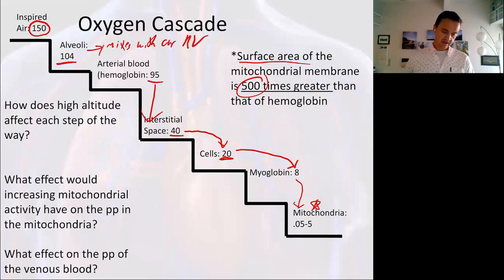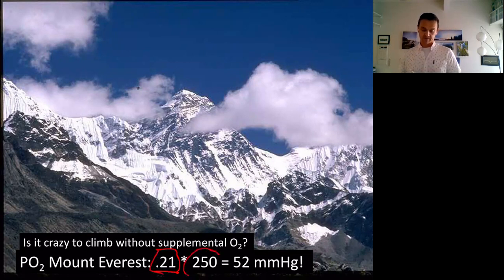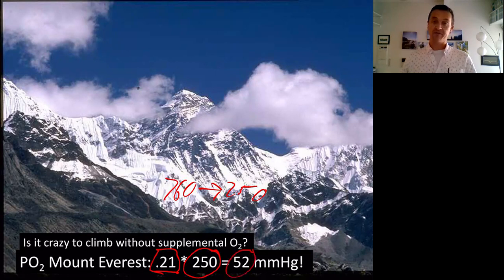How does high altitude affect each step along the way? Okay, well, let's look at this example right here. This is a picture of Mount Everest, the highest mountain in the world, all right? Still got 21% oxygen, you notice, okay? That doesn't change. What changes is our total atmospheric pressure. Instead of 760, now we're down to 250, right? So 250 is our total atmospheric pressure. So we got to multiply that by 0.21 to get our partial pressure of oxygen. We've only got 52 millimeters of mercury in the inspired air.